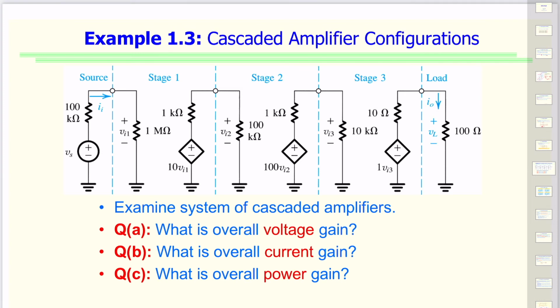So PL is VL times I0, and PI is V1, the voltage across the first stage, times the input current. Which is another way it can be the voltage gain times the current gain, and that gives us the overall power gain for the cascade.